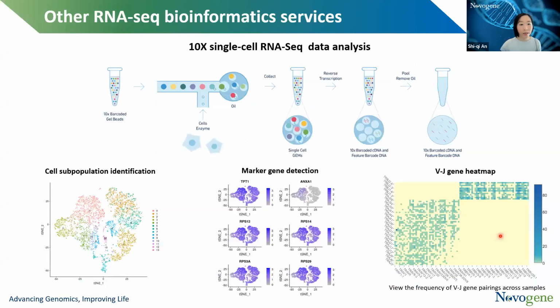So another analysis we can offer is for 10x based single cell RNA-seq data. Here, we'll be able to identify cell subpopulations, as you can see here, and also analyze the marker genes detected at different cell subpopulations and how they are expressed at different cell subtypes. And also for 5' based experiments, basically VDJ analysis, so we can also offer the analysis for those as well. You can see here, this is just an example to review the frequency of VJ gene pairing across different samples.